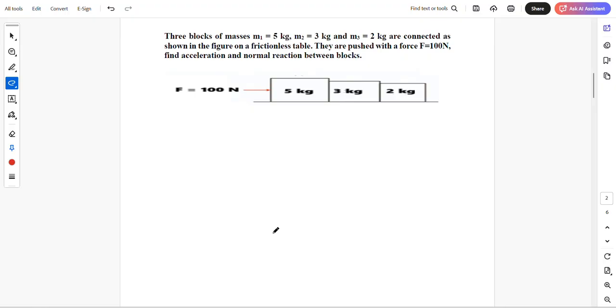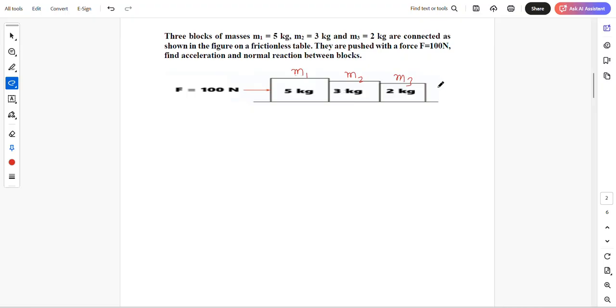What they are asking: three blocks of masses m1, this is m1, this is m2, 3 kg, and this is m3, 2 kg, are connected as shown in the figure on a frictionless table. This is smooth. They are pushed with a force F equal to 100 newtons. Find acceleration and normal reaction between blocks. First we'll try to find out the acceleration.